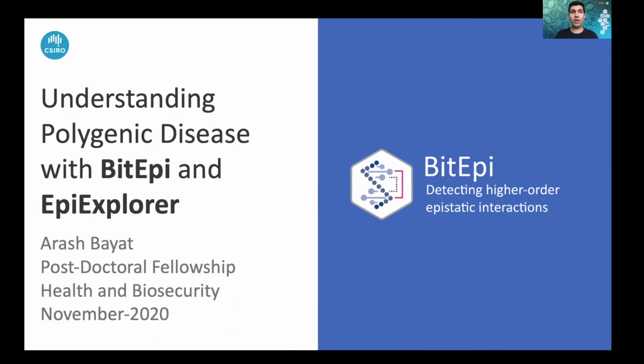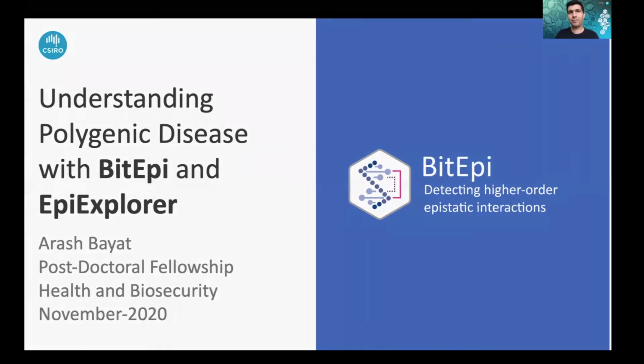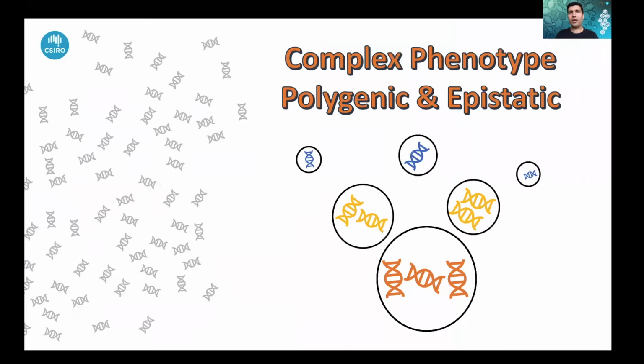Today, I'm going to talk about understanding polygenic disease with BitEpi and Epi Explorer. A complex phenotype may be driven by many genes. Some of them individually and some others interactively contribute to the phenotype. Traditional GWAS studies look for individual genes, or more specifically, individual genomic locations or genomic variants, to see if they are relevant to the phenotype statistically.